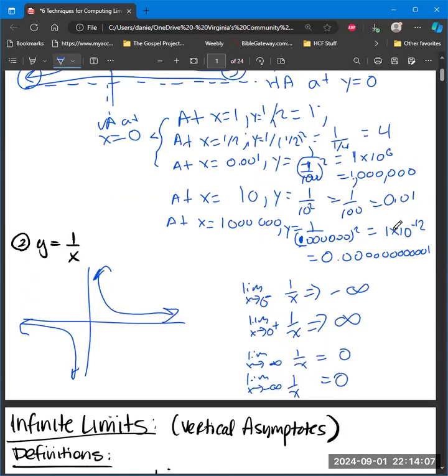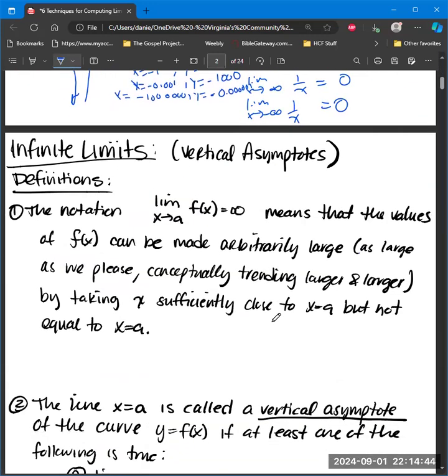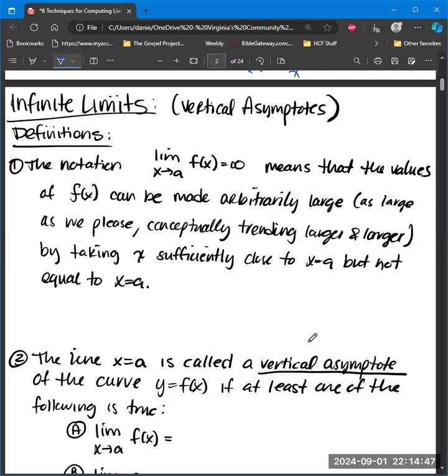We could look at some numbers here to make a table. If we wanted to figure out what's going on here, we could look at, say, x equals -1, y is going to be -1. x equals -1,000, y equals -1/1,000. x equals -1,000,000, y equals -1/1,000,000. Like that. So infinite limits will be vertical asymptotes.